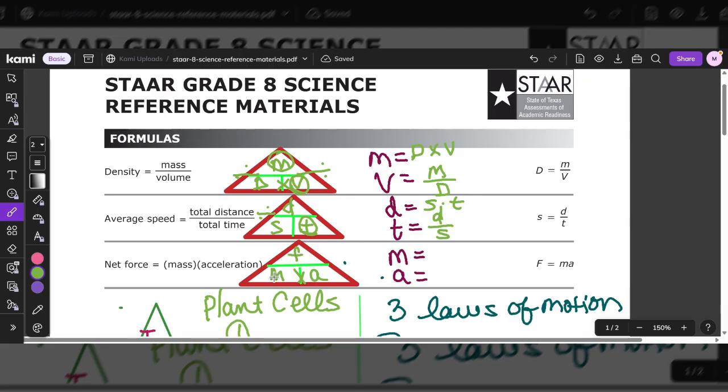If we're looking for mass, we're going to divide force divided by acceleration. If we're looking for acceleration, then force divided by mass.